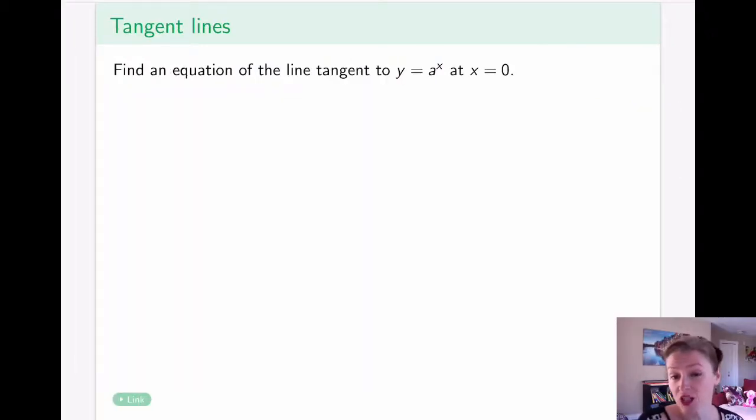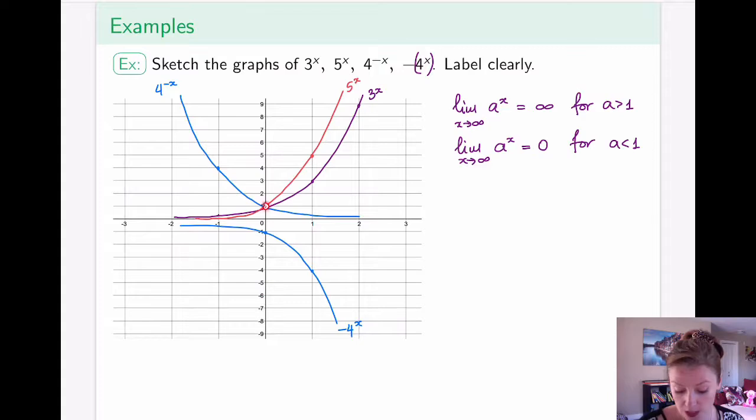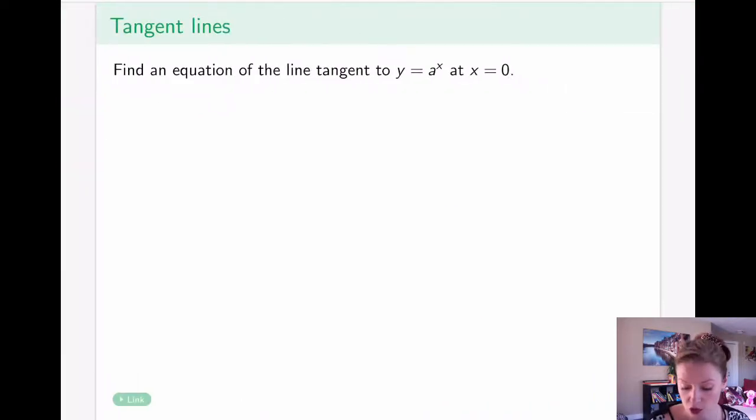Let's next take a look at something a little more calculus inspired, and that is let us attempt to find a tangent line to the actual exponential function at a particular point, at 0. It is going to be at the y-intercept, so we will be looking for tangent lines right at this point right here. Let's see if we can come up with a general equation to describe them.